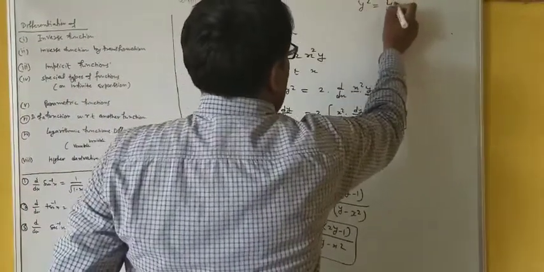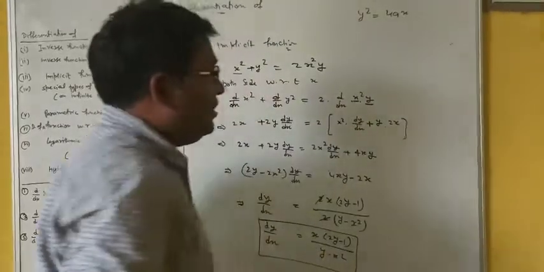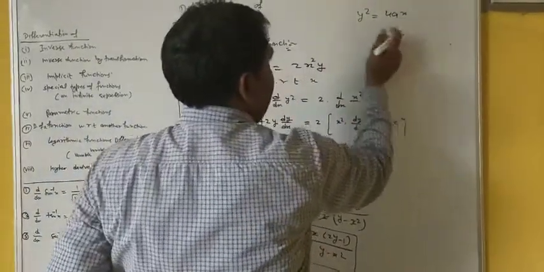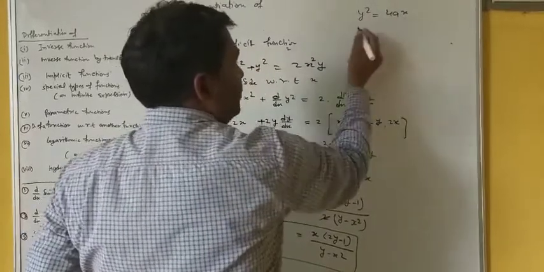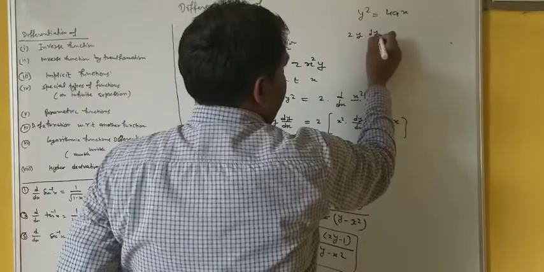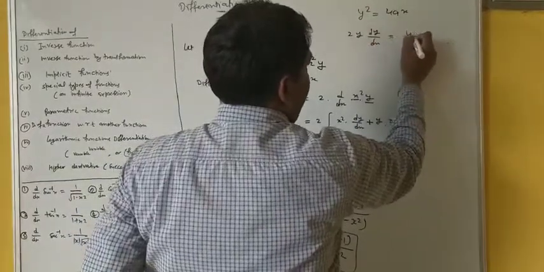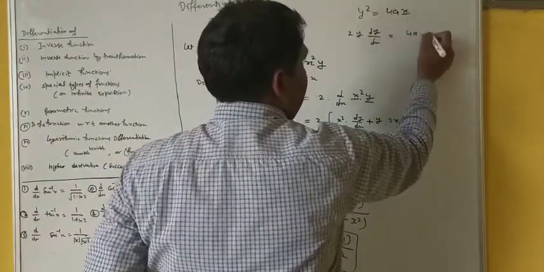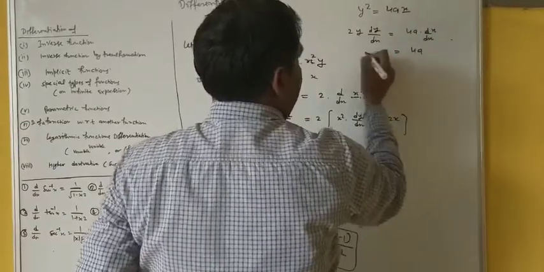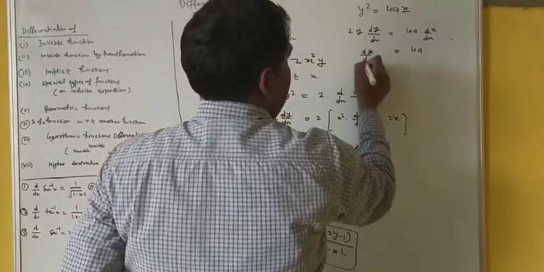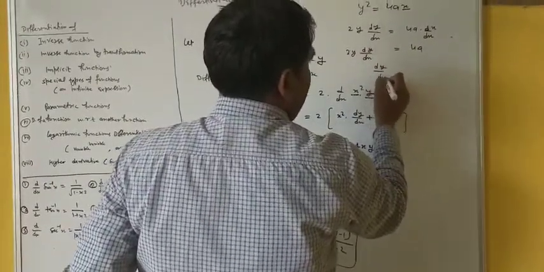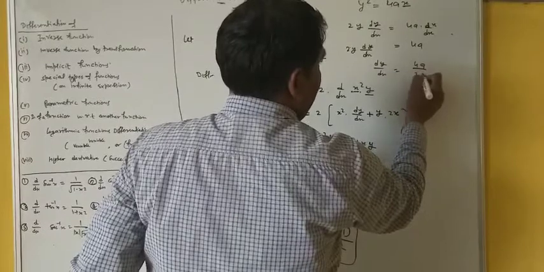Y square is equal to 4ax. This is explicit. But differentiating both of the sides, since y is not given here, what can you write? 2y dy by dx is equal to 4a, and differentiation of x means dx by dx, this is 1, for 4a. And here dy by dx into 2y. So dy by dx is equal to 4a upon 2y.